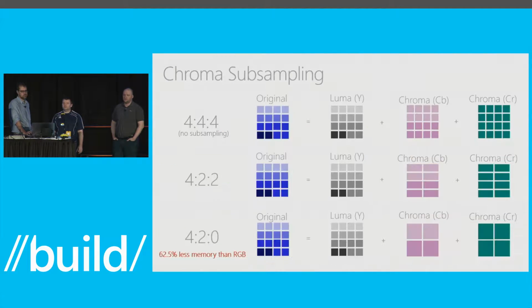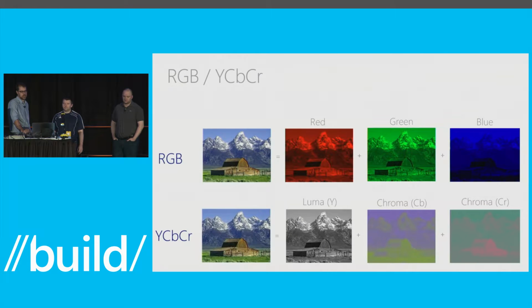But one of the cool things about JPEGs is that you don't have to have all the channels at the same resolution. Because your eye is a lot more sensitive to brightness, the luma over here, you want to store that at high resolution because it has a bunch of visual fidelity in it. But the two chroma channels you can actually store at much less, a quarter resolution.